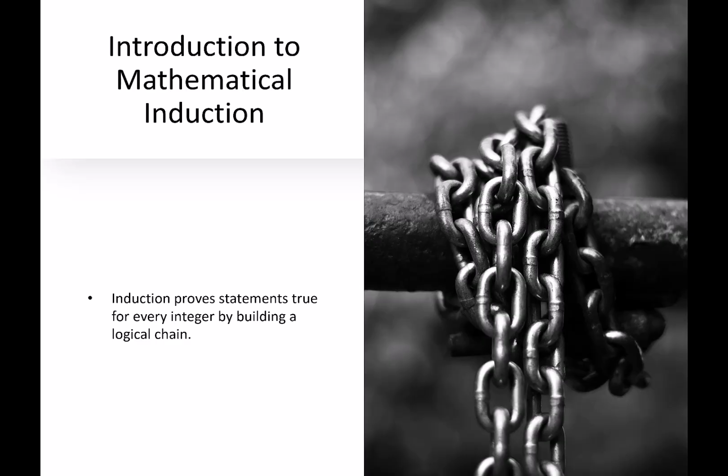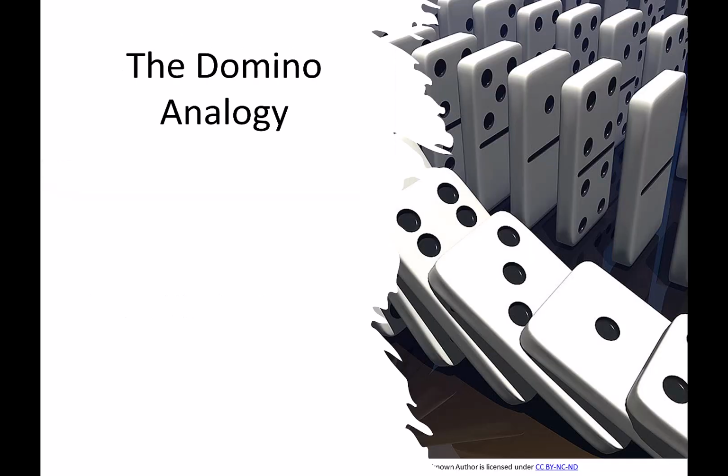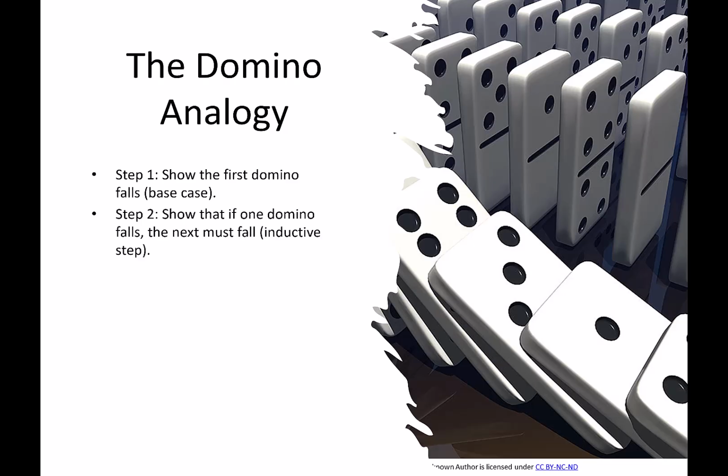The basic foundation of induction is that it proves the statement is true for every integer by building a logical chain. A lot of times people will use a domino analogy to show how it works. Step 1 shows the first domino falls. That's our base case. Step 2 says if we can show that one domino falls, the next must fall too. That's our inductive step. Then step 3, our conclusion, shows all dominoes fall, so the statement holds for all integers.